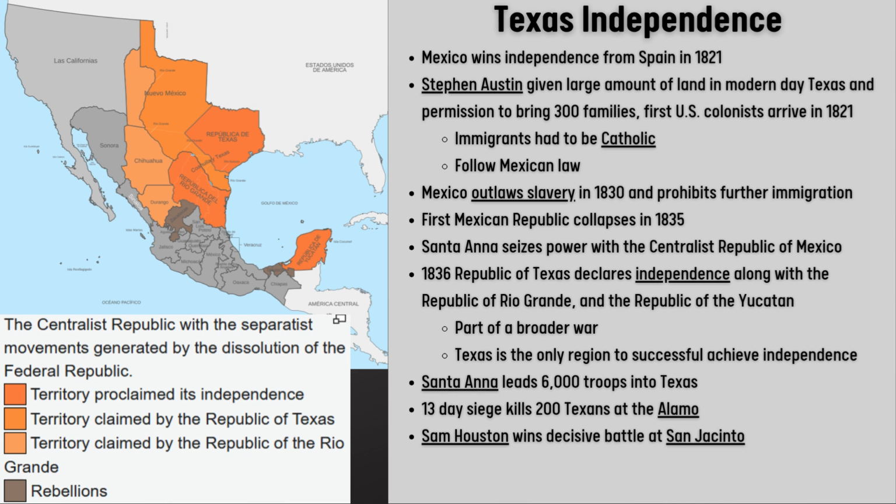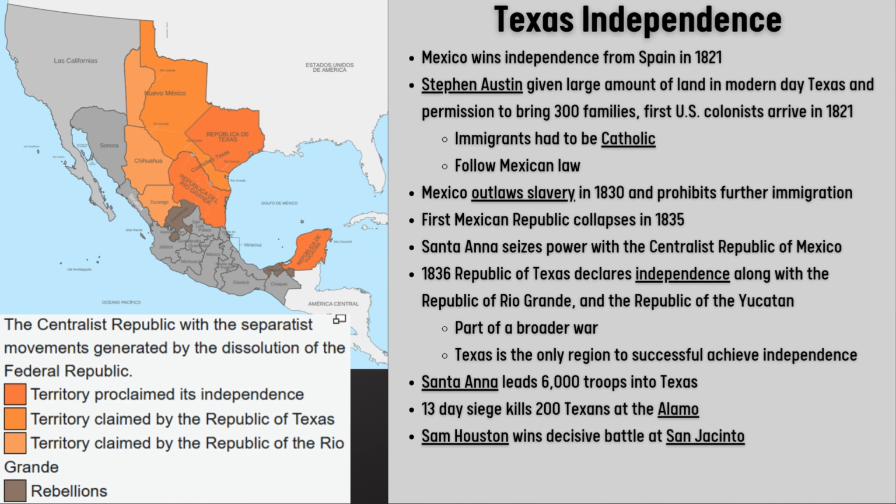The struggle for Texas independence. In 1821, Mexico gained independence from Spain, marking the beginning of a new chapter. Stephen Austin was granted land in what was now Texas and given permission to settle 300 families. However, these settlers had to abide by certain conditions. They needed to be Catholic and follow Mexican law. Things took a turn in 1830 when Mexico outlawed slavery and stopped further immigration. This set the stage for rising tensions.